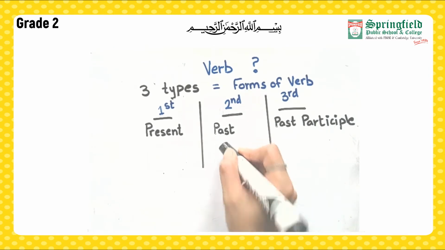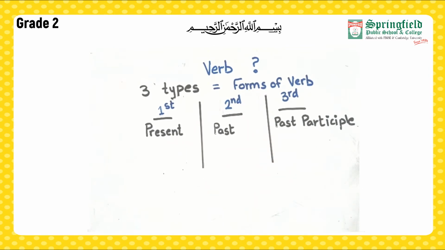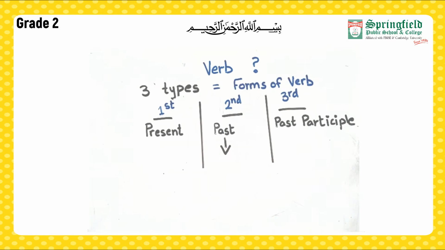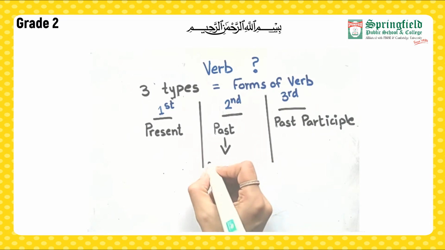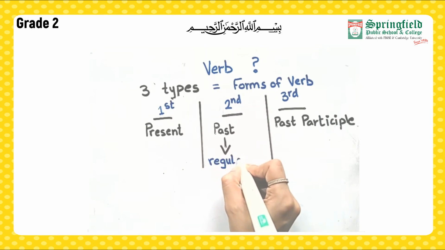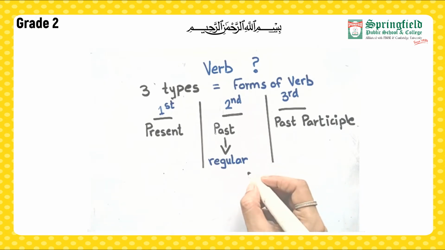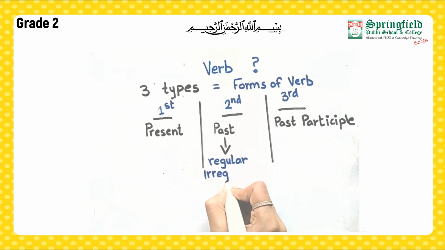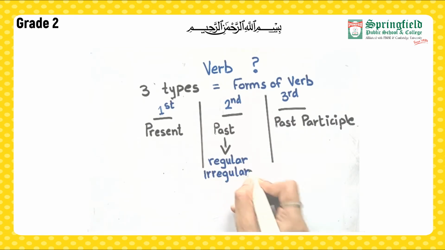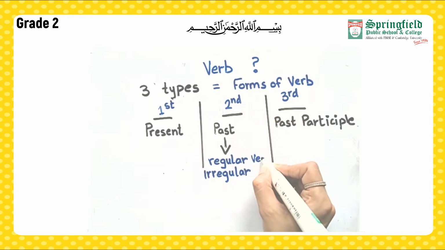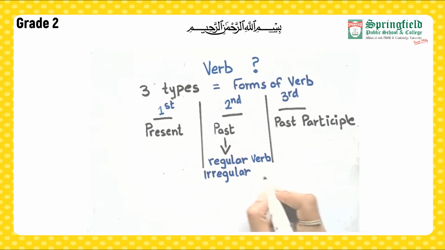Okay, when we talk about past form of the verb, it has got two types as well. One is called regular verb and the other one is called irregular verb. Regular verb and irregular verb.